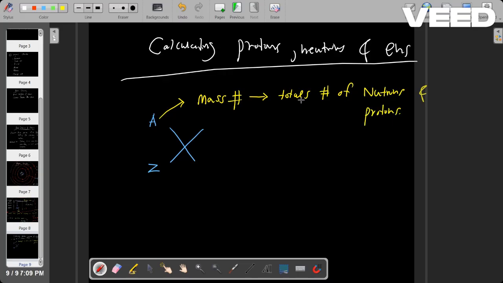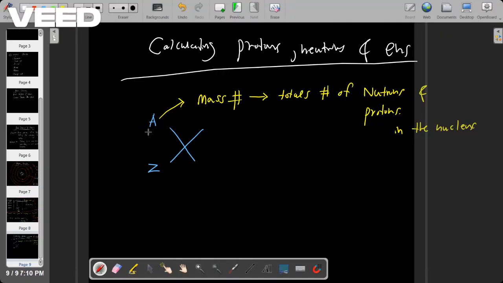The total number of neutrons and protons in the nucleus is equal to the mass number. Now I'll tell you, if the mass number is 3, how many protons and neutrons are there in that nucleus of an element? Over here you found 3.